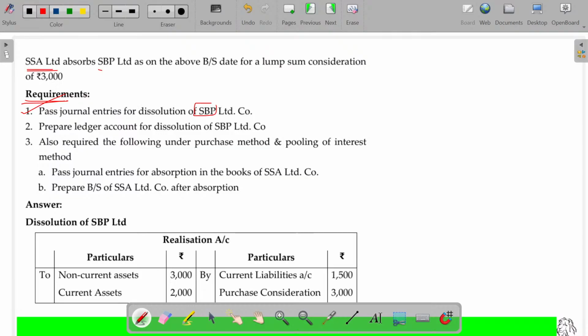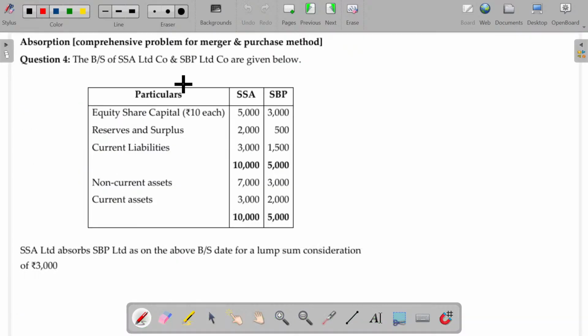SSA Limited absorbs SBB Limited as on the above balance sheet date for a lump sum consideration of 3,000. So SBB is taken over by SSA. Thereafter, SBB will be closed. And for that, SSA makes a payment of 3,000 rupees. So SSA offers 3,000 rupees and gets all the assets and liabilities of SBB merged with it.